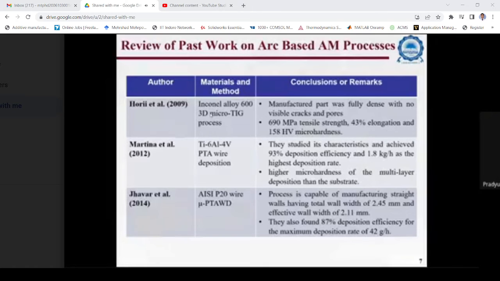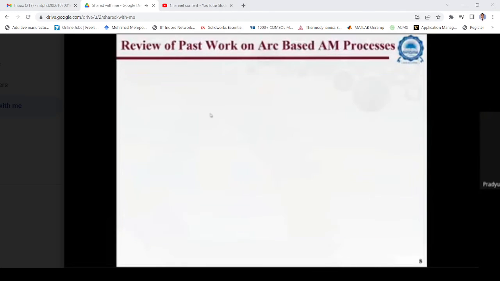In the next literature review, the author uses the microplasma transfer wire deposition process for AISI P20 steel, and showed that the process is capable of manufacturing a straight wall of width 2.45 mm. They also found 87% deposition efficiency and a maximum deposition rate of 42 grams per hour.